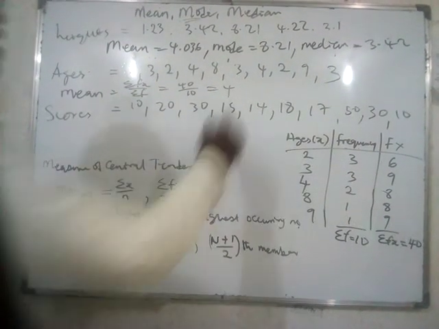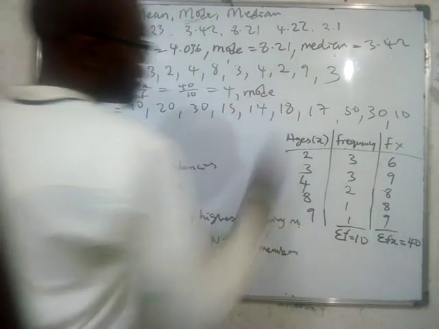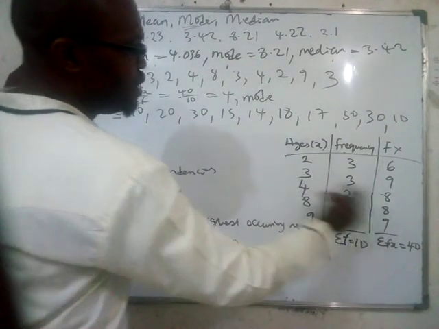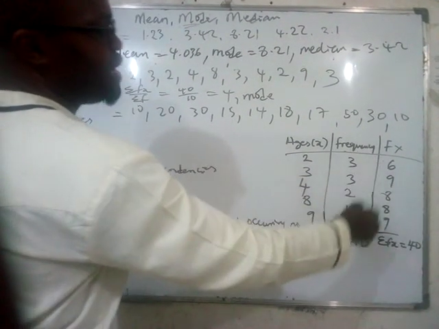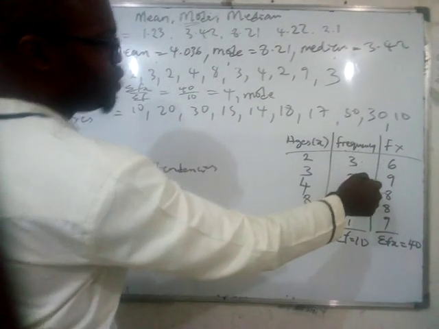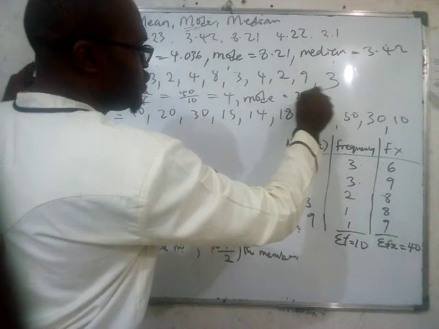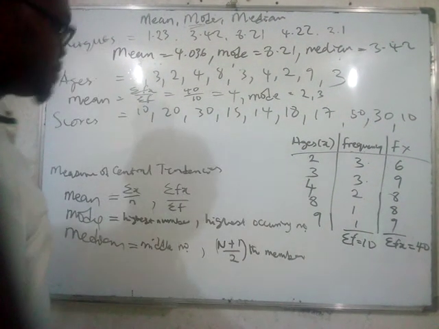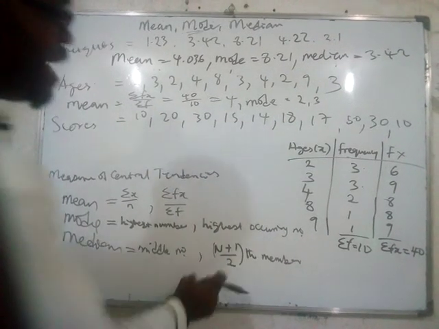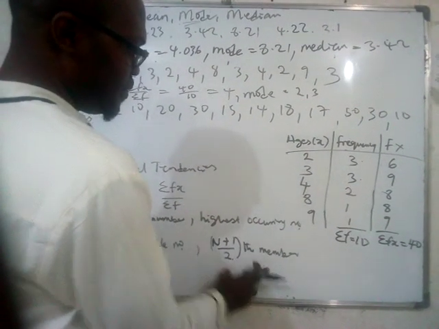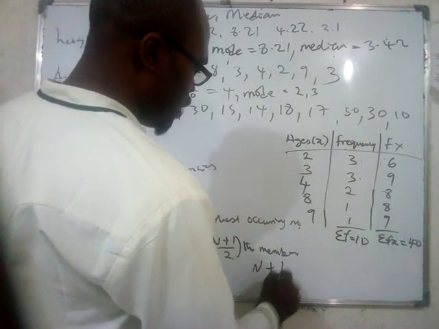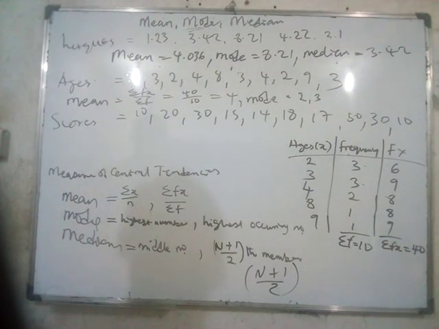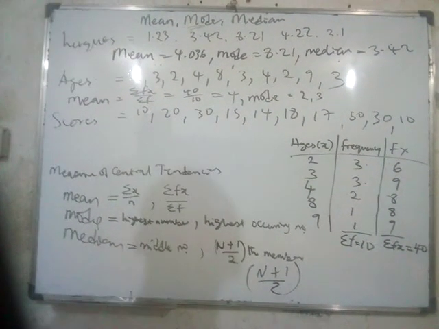Is that clear? What is the mode for repeating data arranged in this form? The mode is simply the one with the highest frequency. What's the one with the highest frequency? 2 and 3. So we have 2 modes, 2 and 3. Is that clear? Now, what is the median? We have to arrange it, then you get the (n plus 1) over 2 member. The (n plus 1) over 2 member is the median. In subsequent classes, I'll be teaching you this.